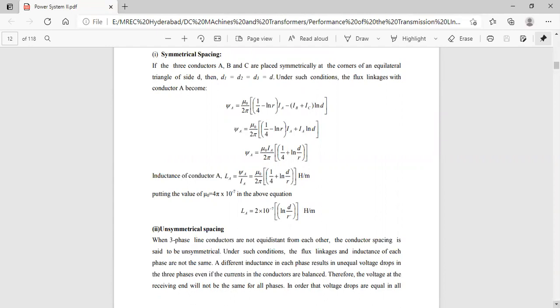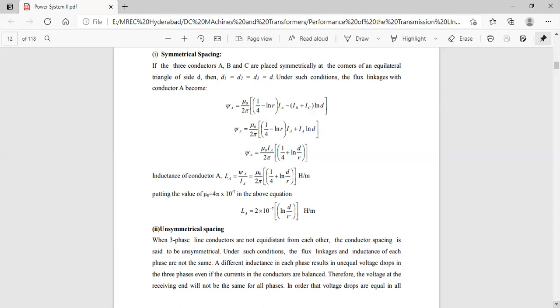Next, the inductance of conductor A is LA equal to N phi by I. Now we assume the number of turns is equal to 1, then N is equal to 1. Then the equation becomes phi A divided by IA, that is equal to mu naught divided by 2 pi into 1 by 4 plus ln of D by r Henry per meter. Putting the value of mu naught, 4 pi into 10 power minus 7, in the above equation, the inductance of conductor A is LA equal to 2 into 10 power minus 7 into ln of D by r Henry per meter.